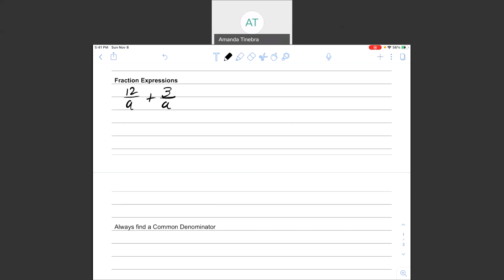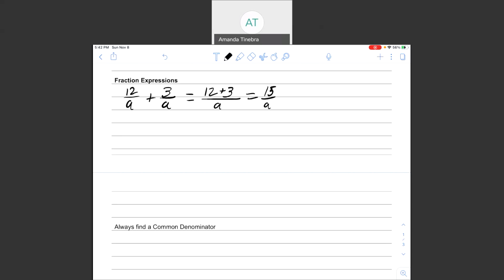Now, my first instinct when I see the A is to start panicking. I don't know how to work with A's in adding fractions. But when I look at this, I realize that the A's are both on the bottom. And that means I already have a common denominator. So, since I have a common denominator, all I have to worry about is the top. So I'll do the 12 plus 3, and then the A on the denominator stays the same. 12 plus 3, that gives me 15 over A.